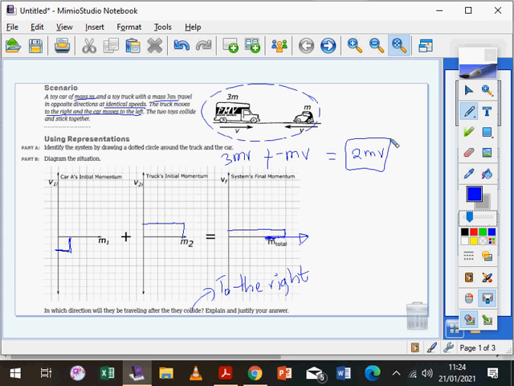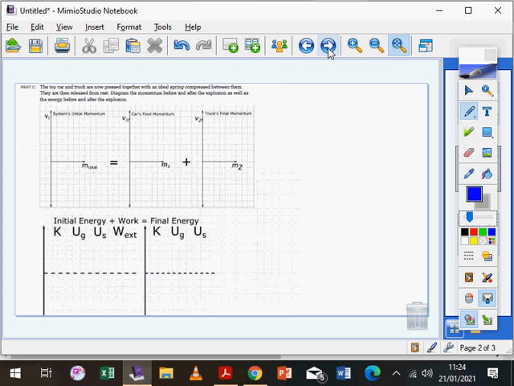To the right, momentum is positive. The toy car and truck are now pressed together with an ideal spring compressed between them. They are then released from rest. Diagram the momentum before and after the explosion, as well as the energy before and after the explosion.